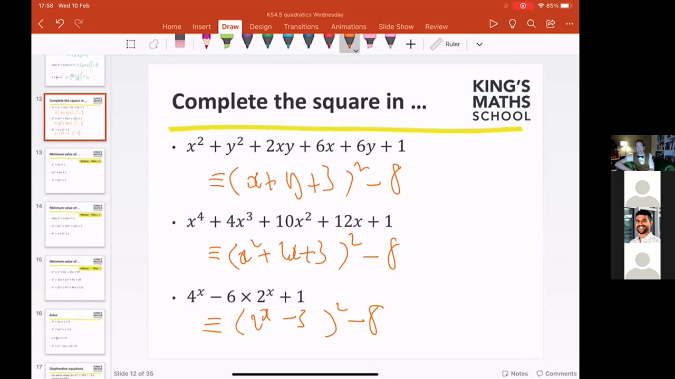And of course, how I make them up is I start with the bracket, I square it, and I do the subtraction. So I start with the completed square and work backwards. How do you do these? How do your students do these?